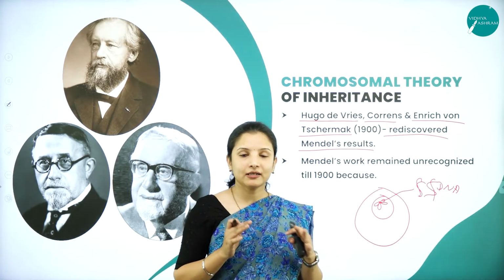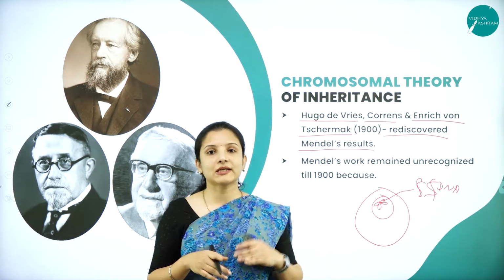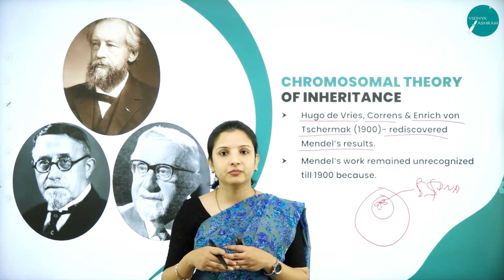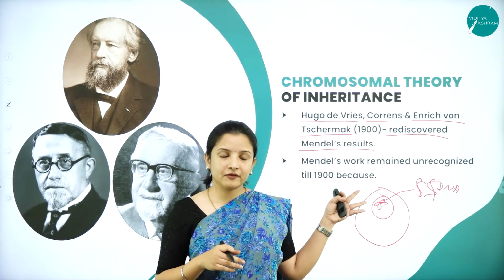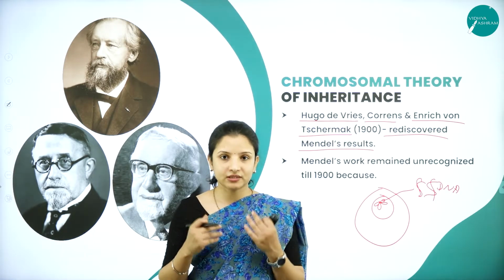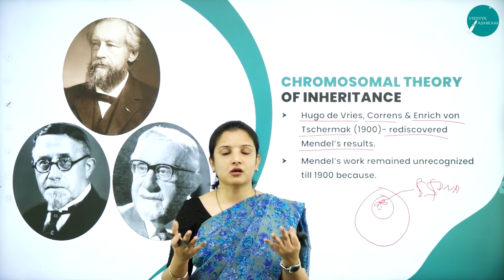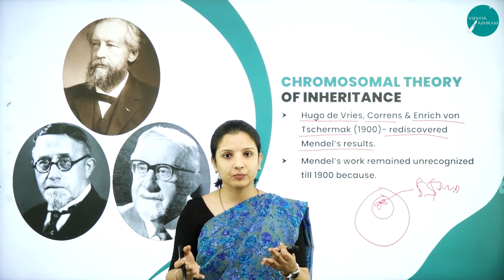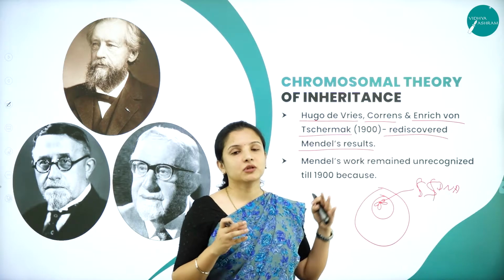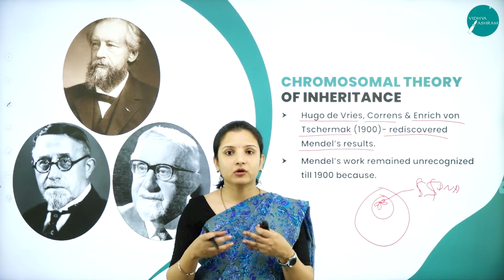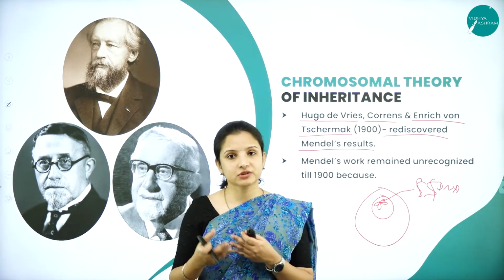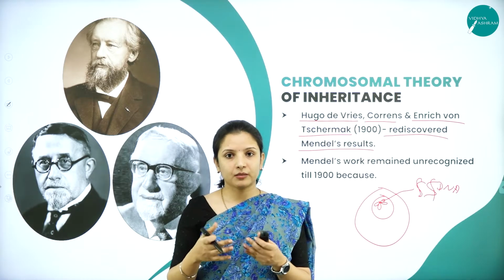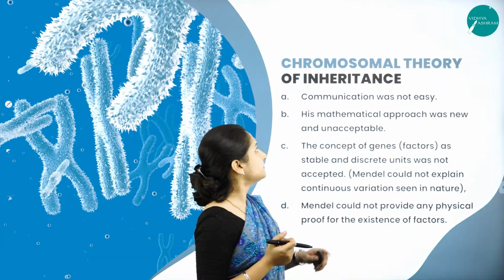Until 1900, though Mendel had conducted all the experiments in 1860 itself, people did not believe him, and therefore his work was suppressed, or it was not published, or it was not made known to the people. These three scientists were the ones who proved that whatever Mendel said was correct, and they made the people believe in these things.